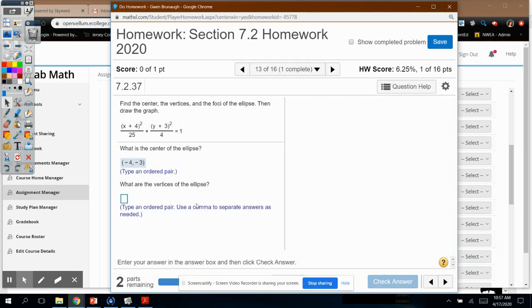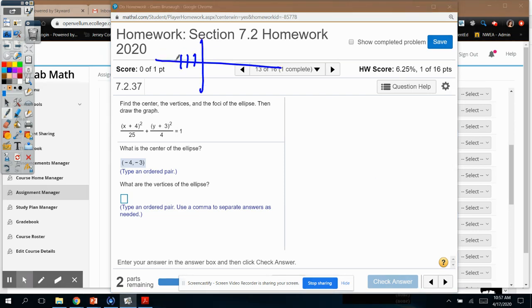The vertices come from the A. I'm going to do a little sketch up here because I'm going to cover up. So negative 4, negative 3. A squared is the big number. A squared is 25, which means A is 5. And if you look, it's in the x direction. So in the x direction, left to right, I'm going to go 5, and those are going to be my vertices. So I'm at negative 4. I'm not going to be there anymore. I'm going to go 5 over, but I'm still going to be down 3. So I'm going to be at 1, negative 3.